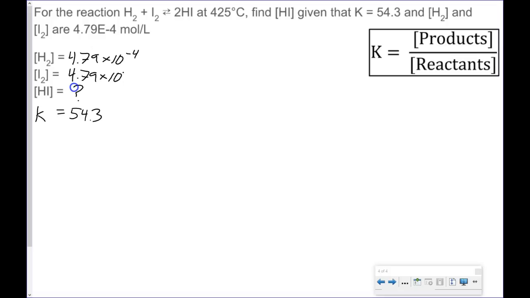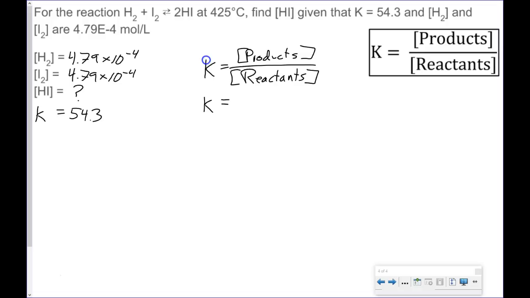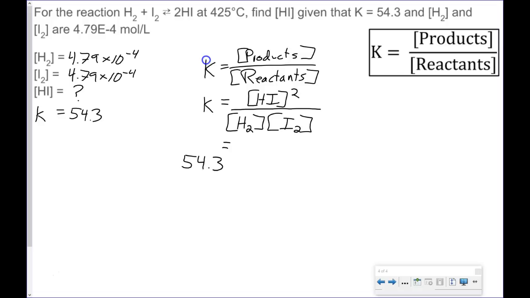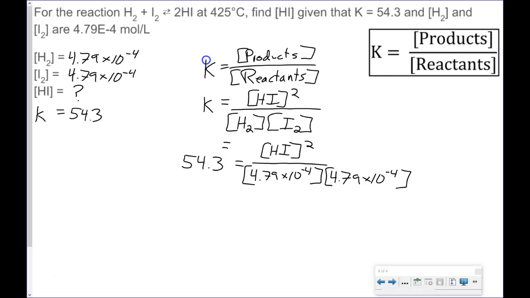I'm going to fill in what I have for those other numbers there. Write that out, so that's going to be products over reactants. Now I can start substituting in. So that's going to be concentration of hydrogen iodide squared over hydrogen times iodine underneath that there. So 54.3 equals hydrogen iodide squared over concentrations of hydrogen times iodine, which is going to be 4.79 times 10 to the negative fourth times 4.79 times 10 to the negative fourth. Solving that out, combining those, 2.29 times 10 to the negative seventh.